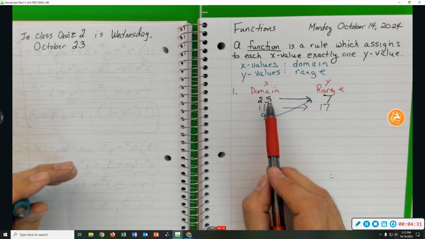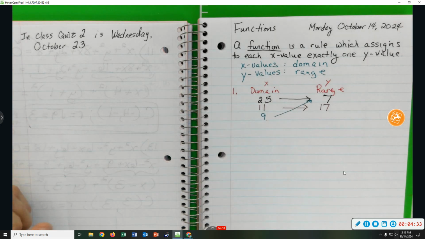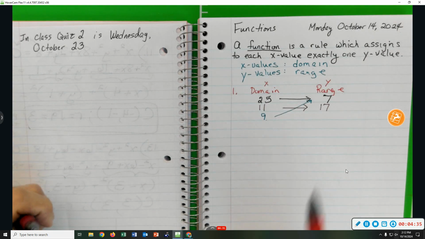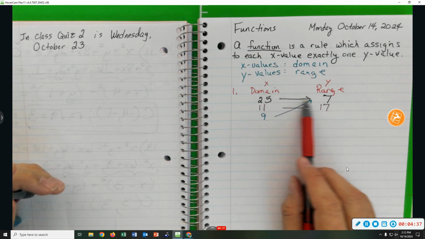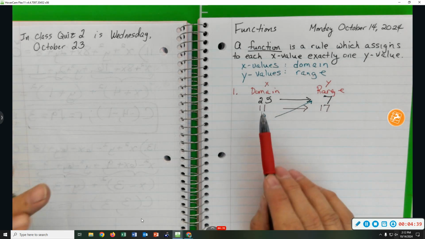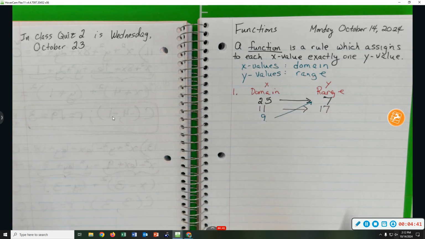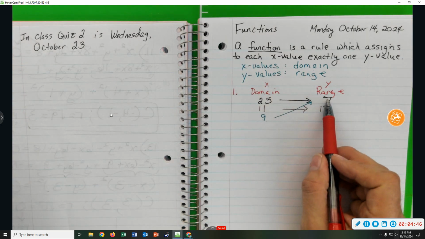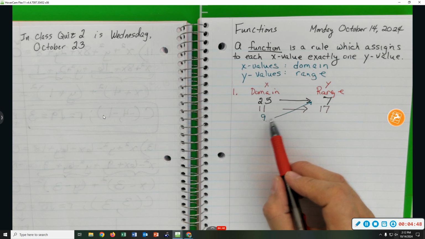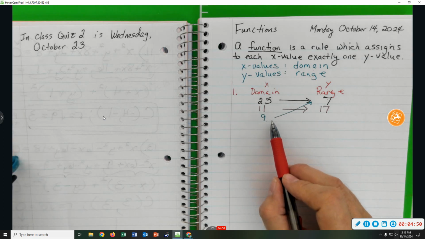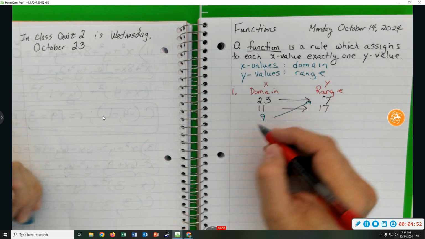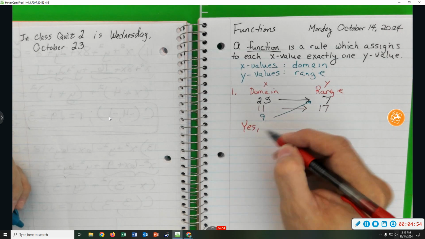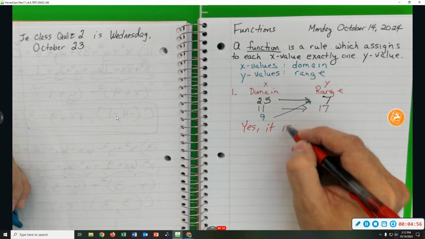Is each one of these x values being assigned only one y value? Yes. Sometimes it's tricky. Students will say, oh, wait, no. The way it's reusing the 7 here, that has nothing to do with it. There's only one arrow coming out of the 9. So is this a function? Yes. It is a function.